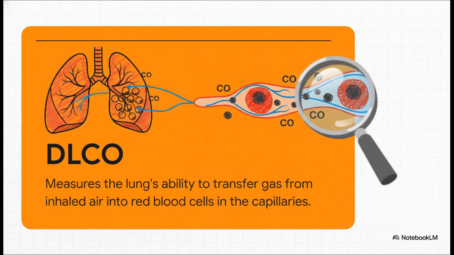This test is all about checking the health of that critical interface between the air sacs and the blood vessels. We use a tiny, completely safe amount of carbon monoxide because it has this crazy high affinity for hemoglobin. By seeing how much of it gets picked up by the blood, we can get a really precise measure of the lung's overall gas transfer capacity.